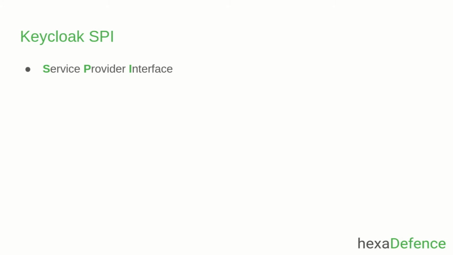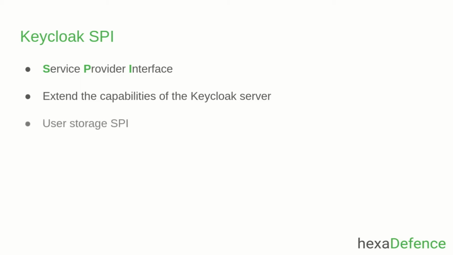An SPI is used to extend the capabilities of the Keycloak server. I have talked about SPIs in one of my previous videos. You can check that if you want to know more about them. User Storage SPI is used to implement custom user stores for Keycloak servers.